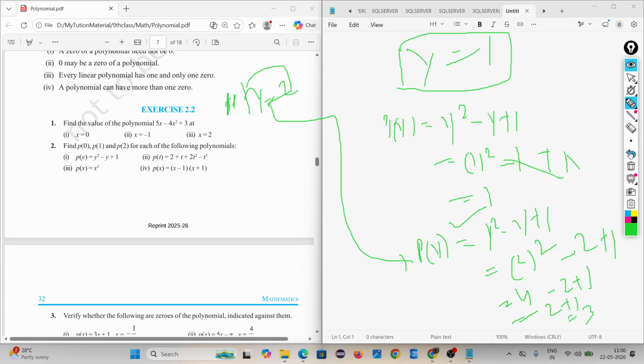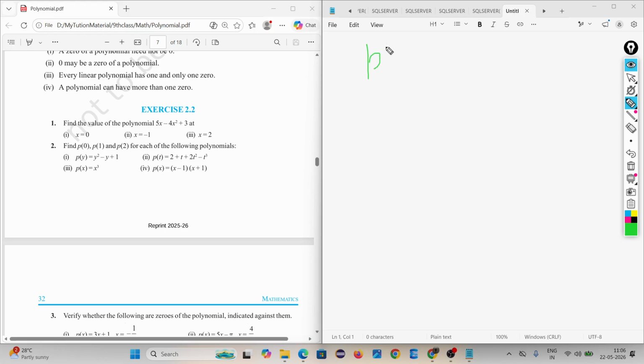Okay, same thing. When p of t means polynomial having t, 2 plus t plus 2t square minus t cube, find the value of the polynomial at t equal to 0, t equal to 1, t equal to 2. First at t equal to 0.